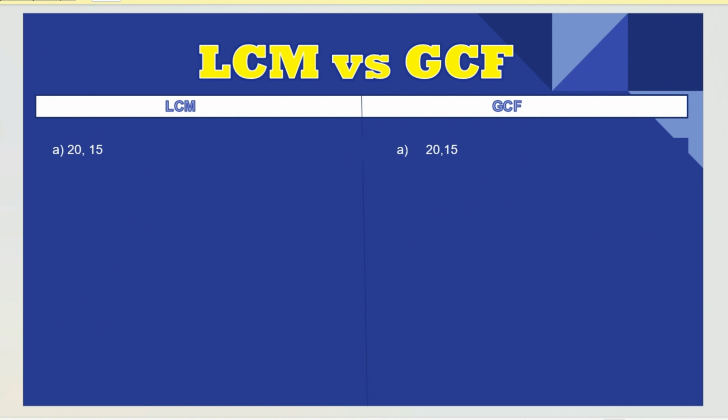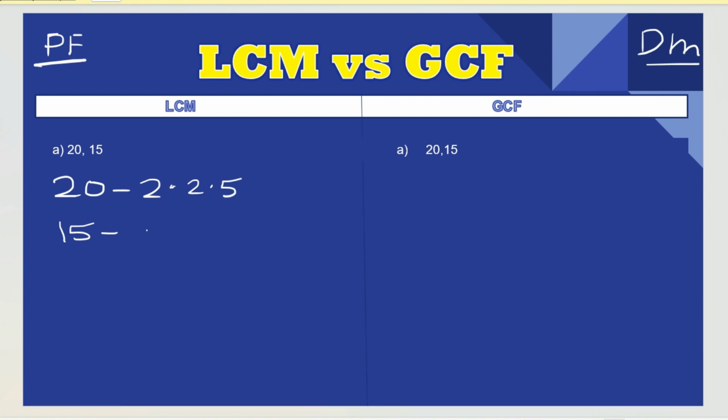Now, we're going to see the difference between LCM and GCF. First, we're going to do the prime factorization method, then the division method. So first, let's do the prime factorization. Okay, 20 and 15 LCM. So first, we're just going to write the prime factors. 20, 2 times 2 times 5. 15, 3 times 5.